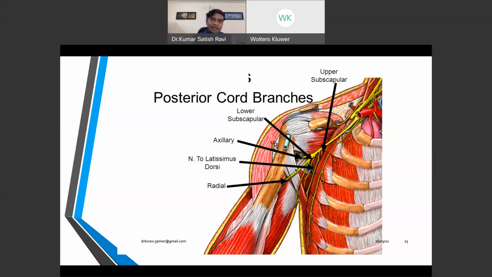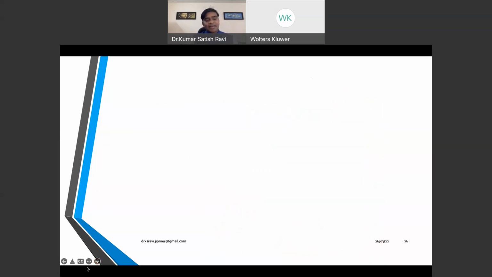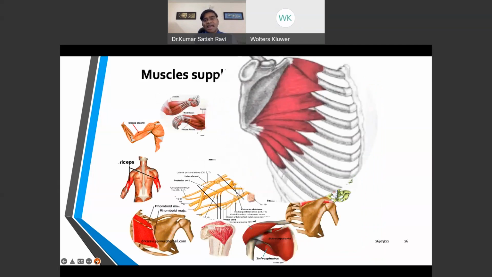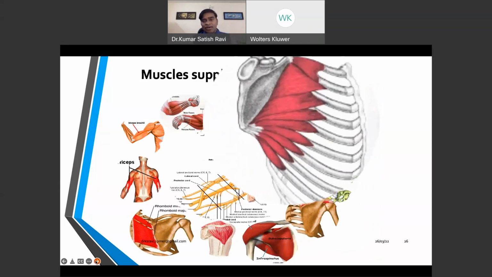Now in the next part, we'll just revise the different muscles, and which nerve supplies these muscles. So one by one we will see over here. This is the serratus anterior muscle. This is virtual, so I cannot interact with the students. I can say this is the serratus anterior, and it is supplied by the nerve to serratus anterior, otherwise called the nerve of Bell, or the long thoracic nerve. The root value is C5, C6, and C7.